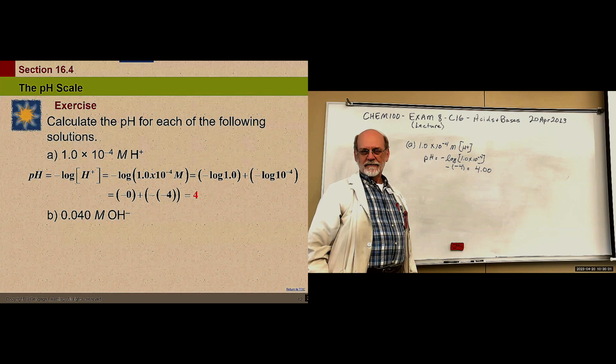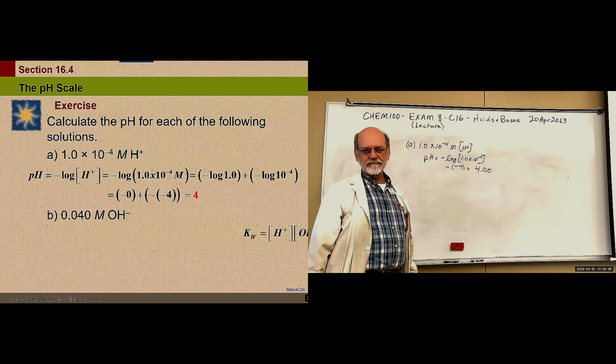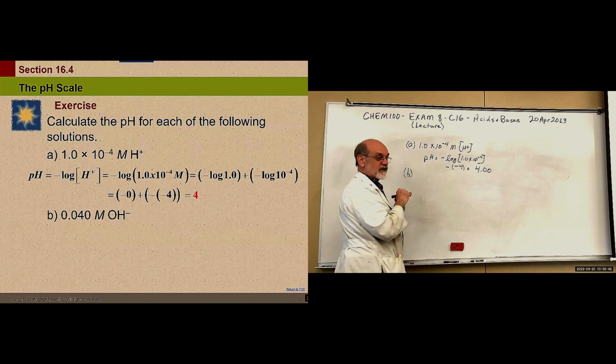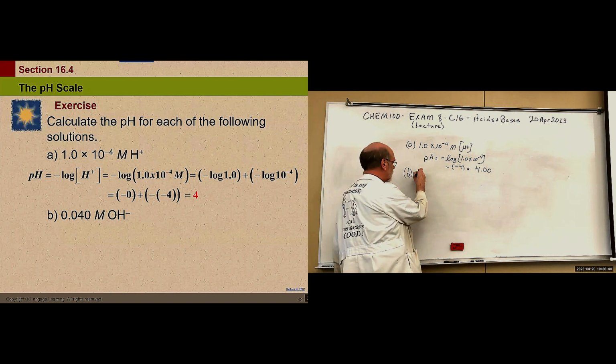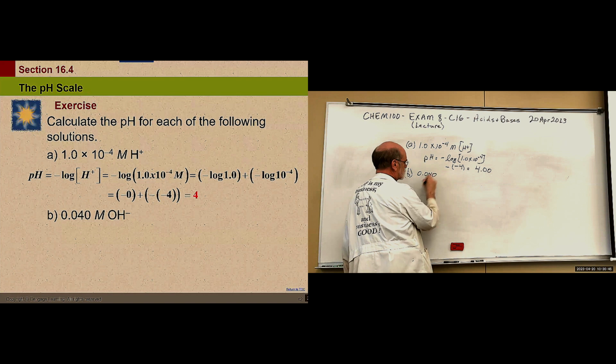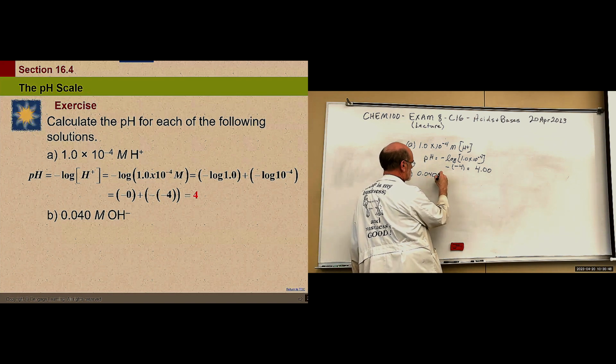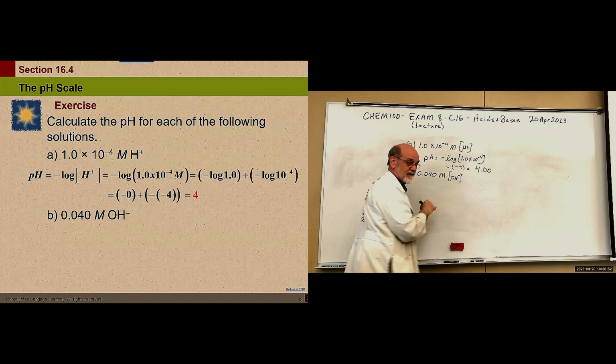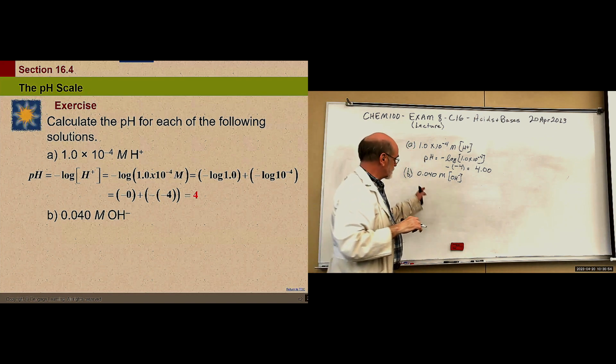There you go. I should have put 2 decimals there for the significant figures. Oops. So how do we get this one? We're given hydroxyl ion concentration here, 0.040 molar hydroxyl. How do you get hydrogen ions out of this?